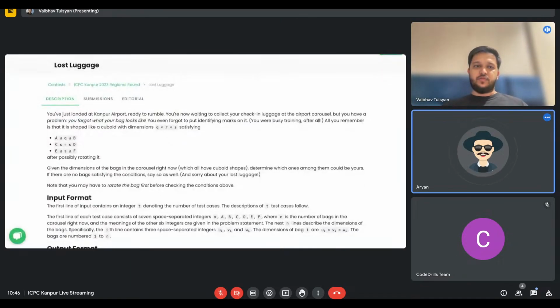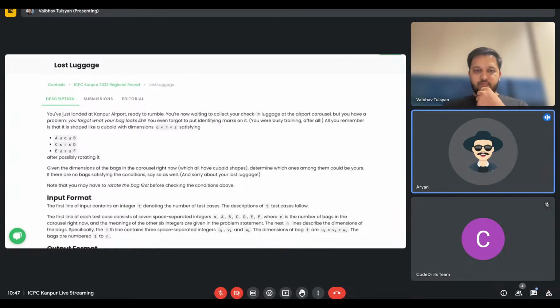Sure. I will read the problem statement. Since Vaibhav, you haven't seen the problems yet, try to say your ideas, like how would you solve it. So the first problem statement says, you have just landed at Kanpur airport, ready to rumble. You are now waiting to collect your check-in bag luggage at the Kanpur airport, but you have a problem. You forgot what your bag looks like. You even forgot to put identity marks on it, and you were busy training after all.